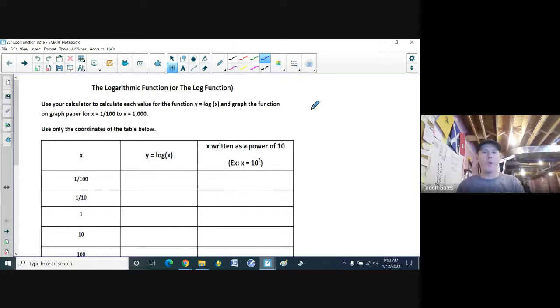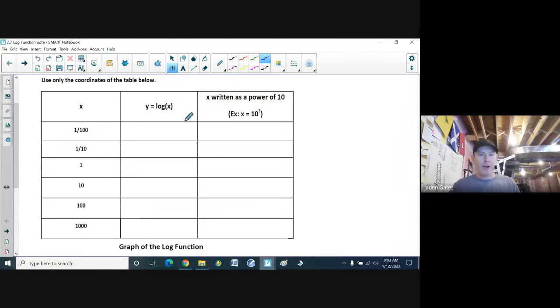All right, so what we're looking at today is something a little bit different, and it's called the logarithmic function or the log function. Now, this might be a button that you've seen on your calculator where it just says log. You've always wondered what it means. Well, we're going to look at that today about the log function and how it is present in our daily lives.